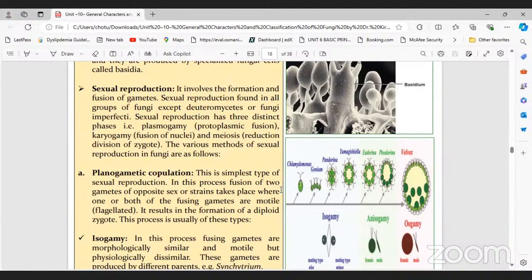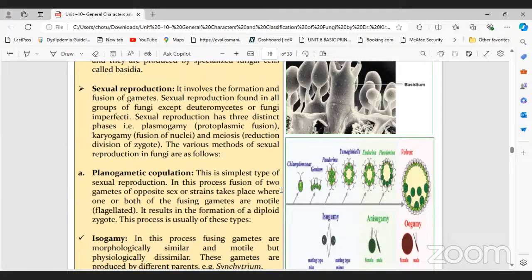Coming to the next one, here in the sexual reproduction, different types are there. One is the planogametic copulation, and so on. These are all there. First one is the planogametic copulation. This is the very simplest type.